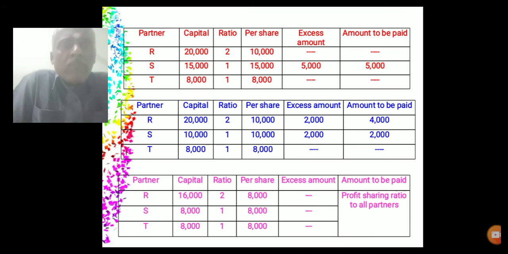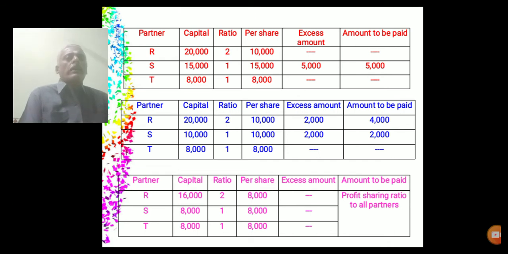Partners' name, capital, ratio, per share. 20,000 divided by 2 is equal to 10,000. 15,000 divided by 1 is equal to 15,000. 8,000 divided by 1 is equal to 8,000. Among the three capital per share figures, the least amount should not be paid. So 8,000, for that no money is given. So put dashes. So T should not be given any amount.